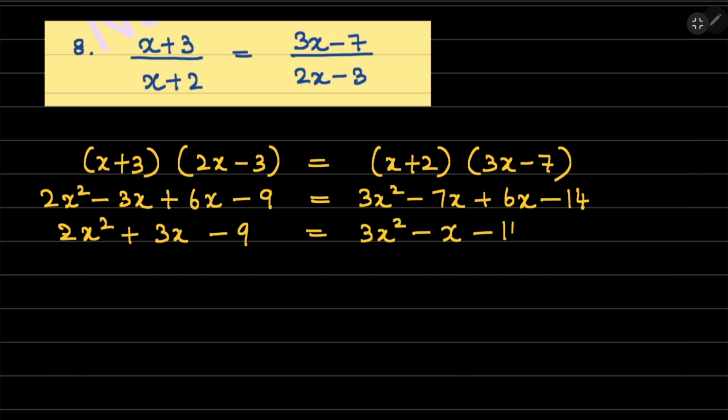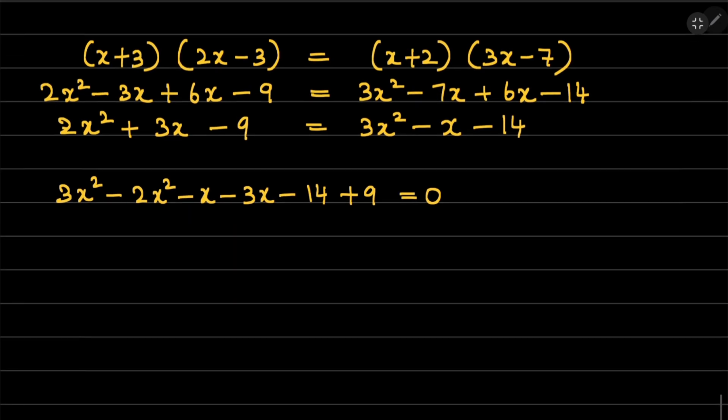Okay, so let's bring all the terms to one side. So 3x square minus 2x square minus x minus 3x minus 14 plus 9 equal to 0. So on solving, what do you get? X square minus x minus 3x is minus 4x, minus 14 plus 9, which is minus 5, equal to 0. So we have formed a standard quadratic equation. Sum and product. Sum is minus 4, product is minus 5.